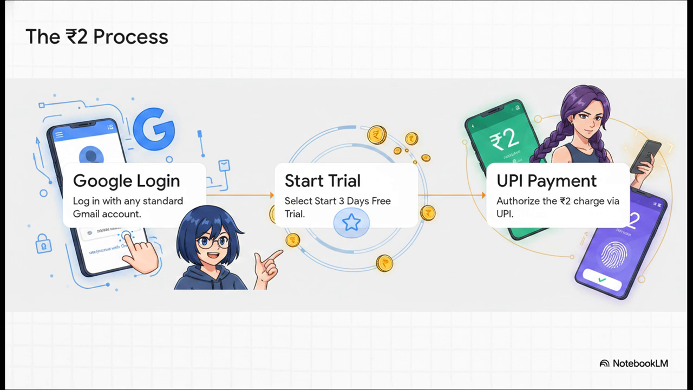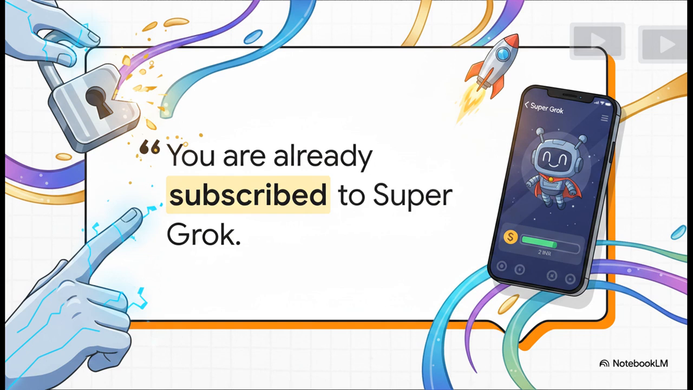You're going to click Start 3 days free trial. This immediately redirects you over to your preferred UPI payment app, think Google Pay or PhonePe, where it'll ask you to authorize that tiny 2 rupee charge. The moment you punch in your PIN and that 2 rupee transaction clears, you get redirected right back to the AI app. And waiting for you is this beautiful success message: you are already subscribed to Super Grok.